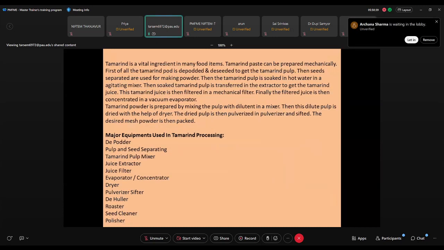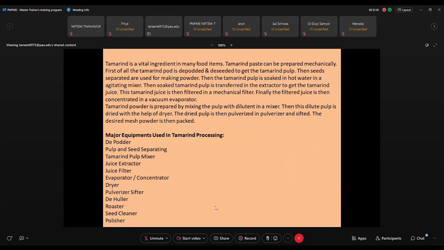Various equipment used in tamarind processing are the depowder, pulp and seed separator, tamarind pulp mixer, juice extractor, juice filter, evaporator, concentrator, and dryer. So I told you that the dryer is there in almost all the operations, all the crops, whether minor crops or major crops. This is the equipment which consumes most of the energy, and is also essential in processing of almost every type of plant. Tamarind powder is prepared by mixing the pulp and diluent in the mixer and grinding in the grinder.